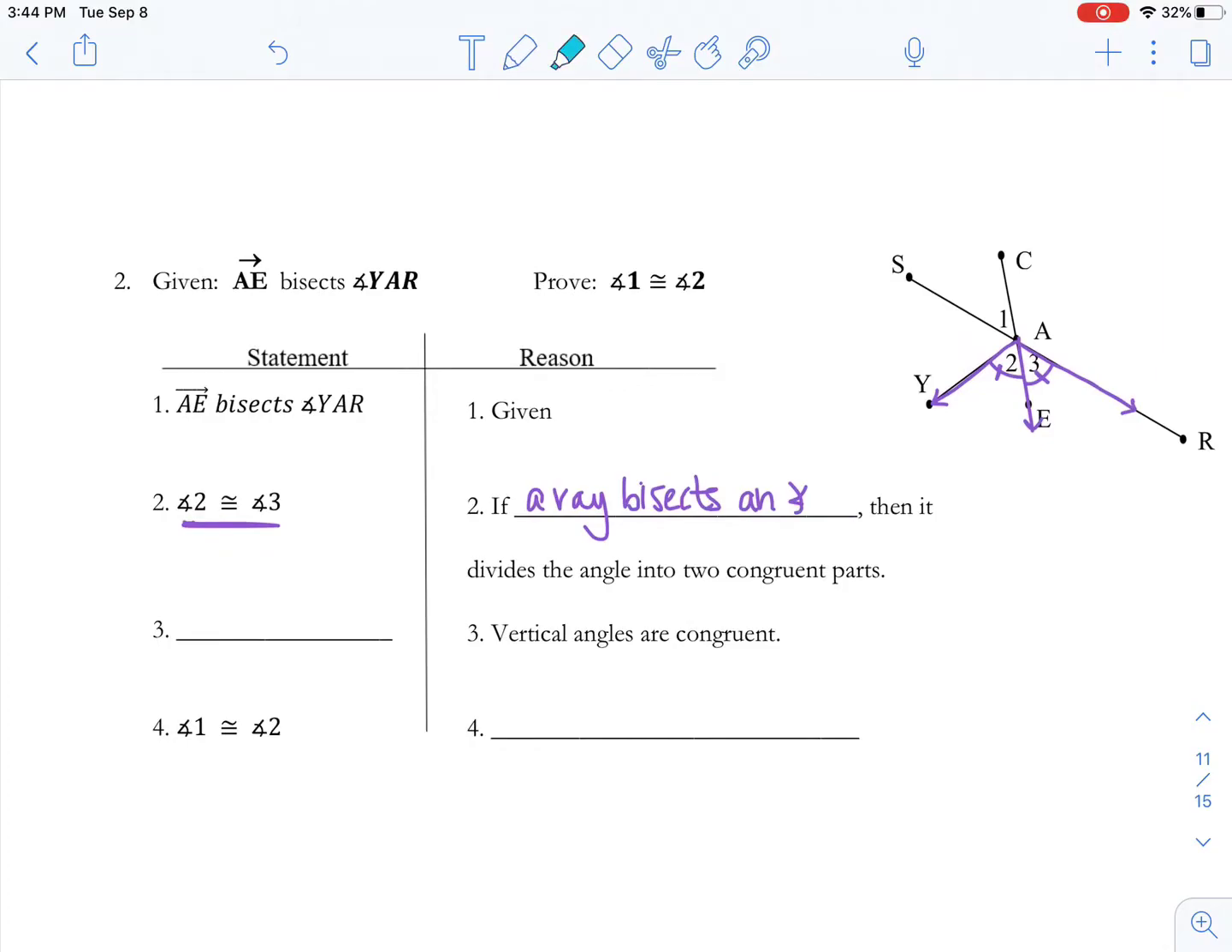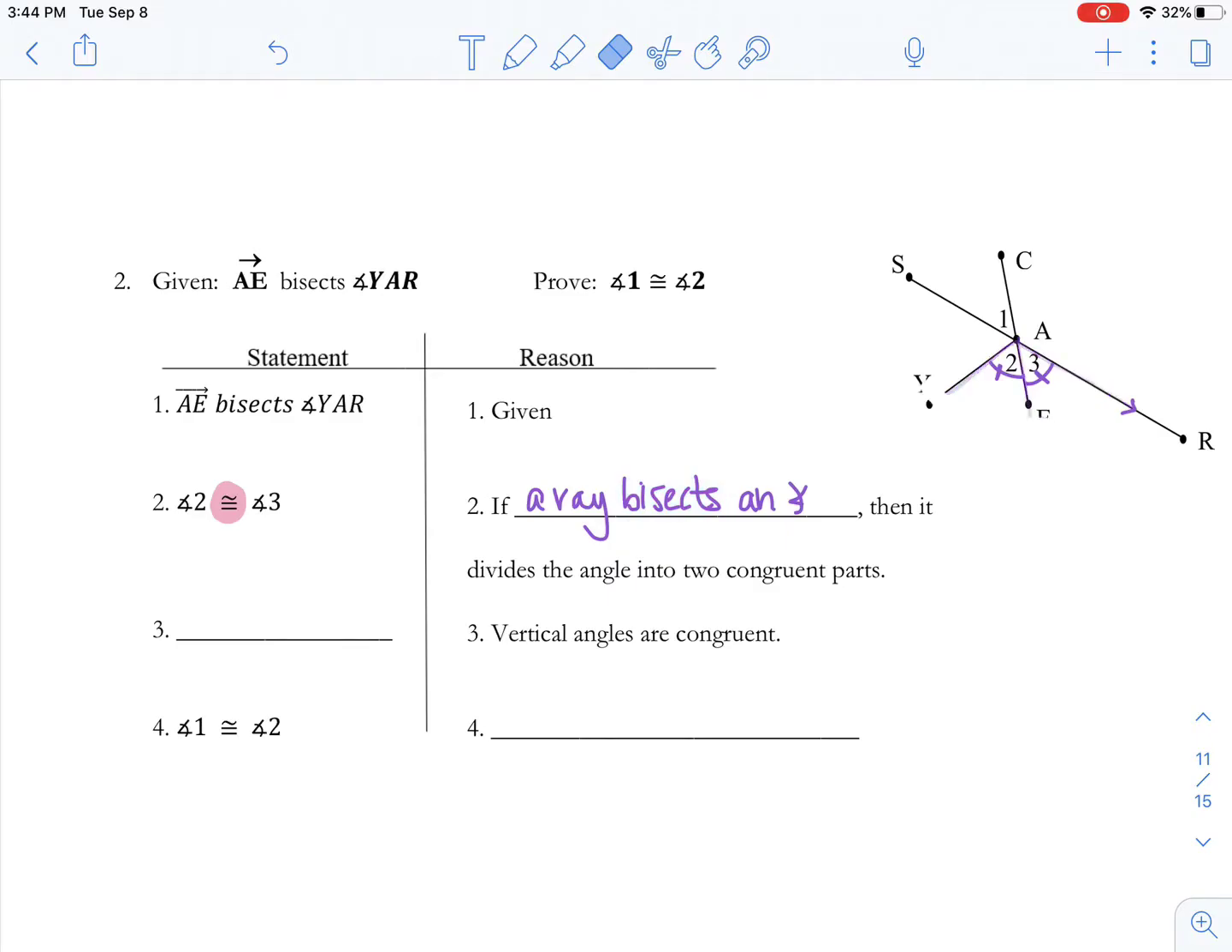Notice the order of my definition. Do you guys remember that the information we started with was that the ray was bisecting the angle? So that means the hypothesis should have the bisecting in it. Notice, what did we conclude? Well, we concluded that there were two congruent parts after that. Again, that's in the hypothesis of our theorem that we are using. So make sure the order matches. All right, so right now we know that angle 2 is congruent to angle 3 based on this theorem.